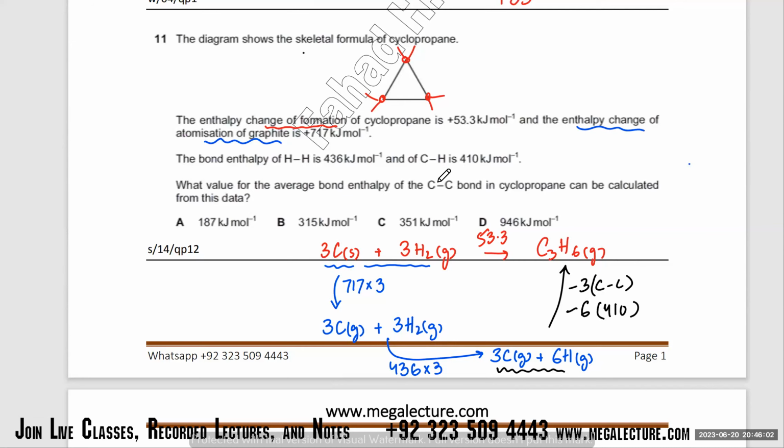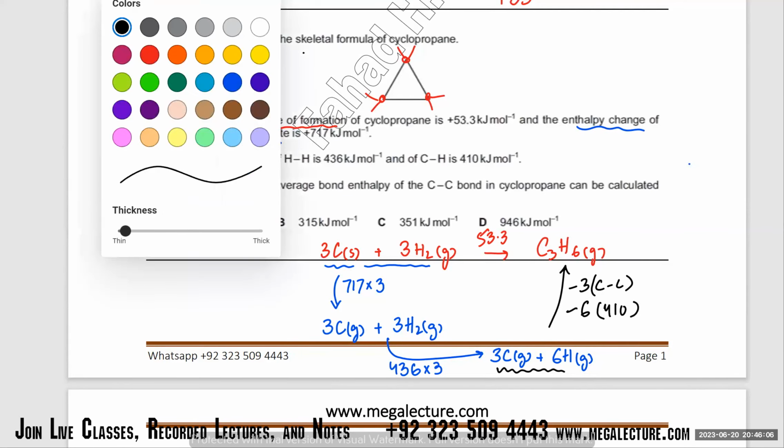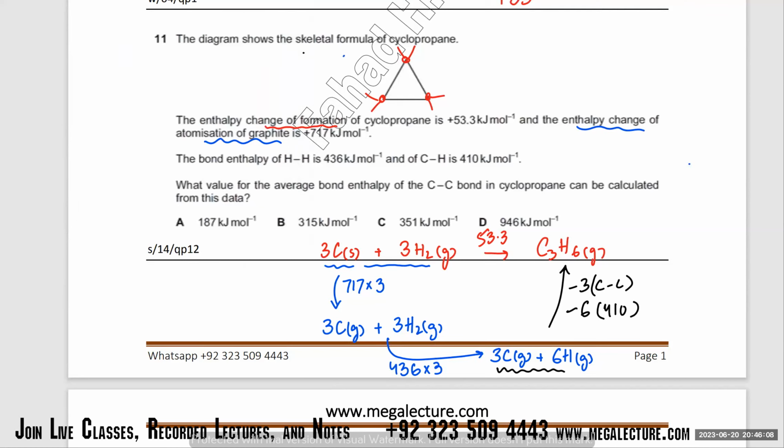Okay, find the CC bond energy. That's it. So the same thing. I'm going to apply the Hess law, which is that one path is equal to the other path. So this is my one path, and that's my other path. They both should be equal. So that means 53.3 should be equal to the entire cycle. 53.3 is one path, the direct path. It should be equal to what? 717 times 3.